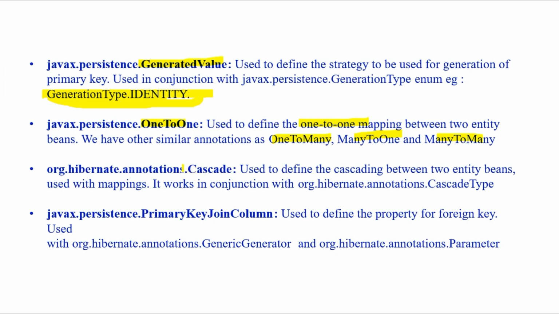The next is @cascade. Cascade is basically used for cascading between two entity beans used with the mappings. It works in conjunction with the cascade type.